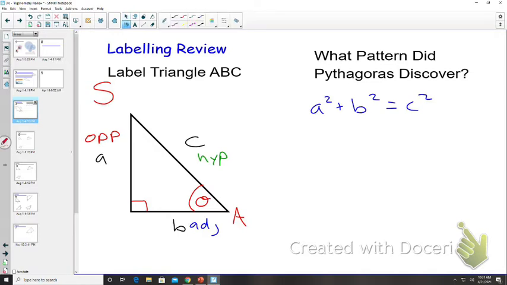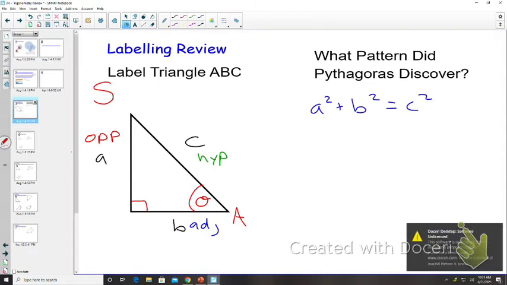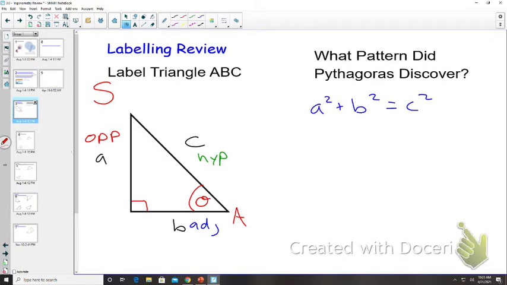Now that we know our opposite, our hypotenuse and our adjacent, I will finish off our SOHCAHTOA. For the first one, SOH: sine is equal to the opposite over the hypotenuse. Next one is CAH: cosine, if we know the adjacent and the hypotenuse. And then lastly we have TOA: the tangent is equal to the opposite over the adjacent.